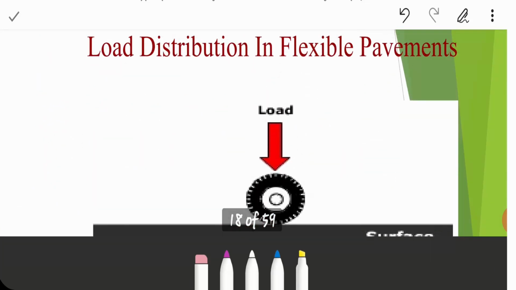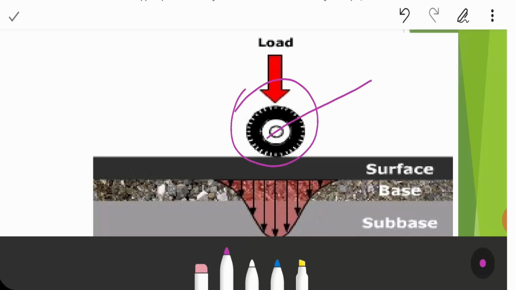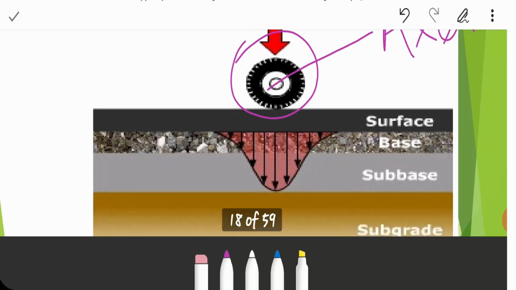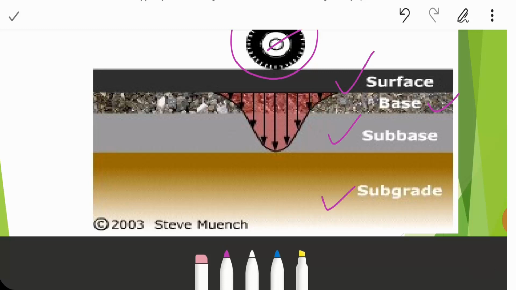Now, load distribution of flexible pavement. You can see the picture of a load distribution. So this is a wheel and this is the axle. Okay, axle load is distributed layer to layer. First of all the surface, then the base course, then the sub base, and then finally the subgrade. Okay, clear?